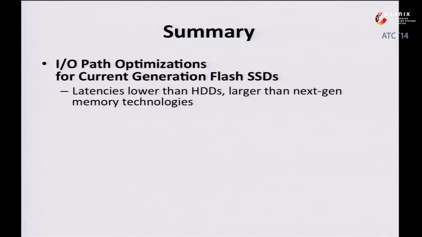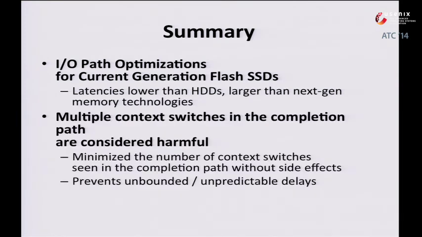So far we've shown techniques required to optimize the I/O path for current generations of flash SSDs. And we found that previous I/O path optimization techniques, which were proposed with next generation NVM technologies, were not quite sufficient. There were multiple context switches in the completion path, which were introduced to enhance system responsiveness and system throughput. However, they were causing unbounded, unpredictable delays when processing I/O and showed limited performance.